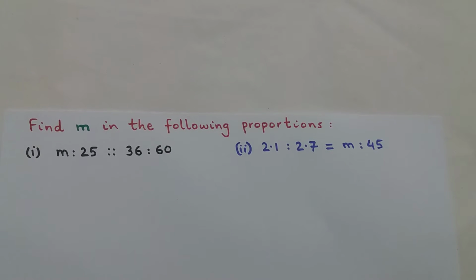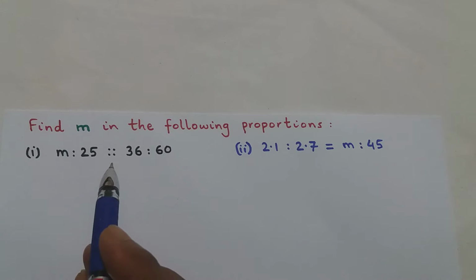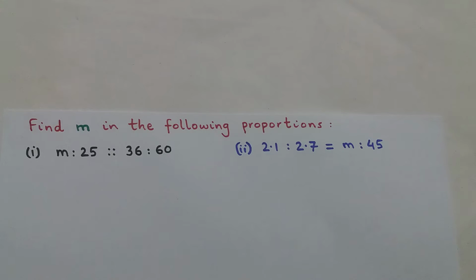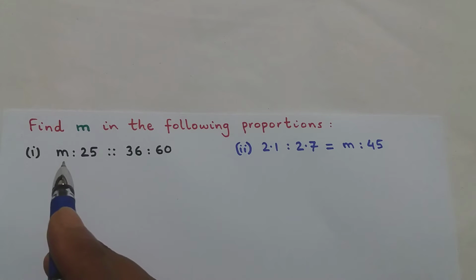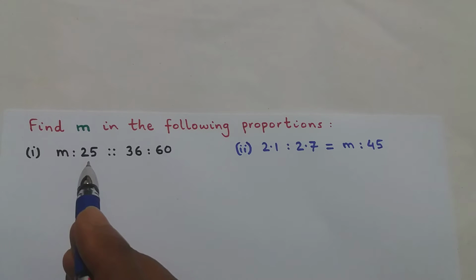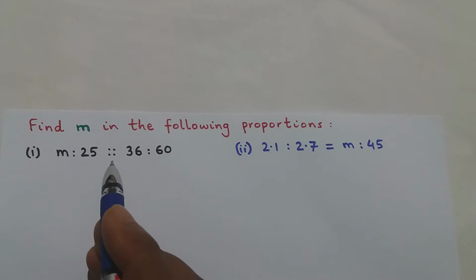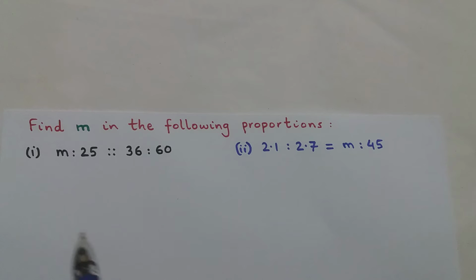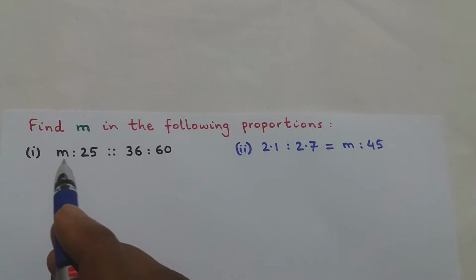Find m in the following proportions. And the first question is m is to 25, that is proportional to 36 is to 60. So let us start solving question number 1. So here we have been given that m is to 25, that is proportional to 36 is to 60, and here we have to find the value of m.